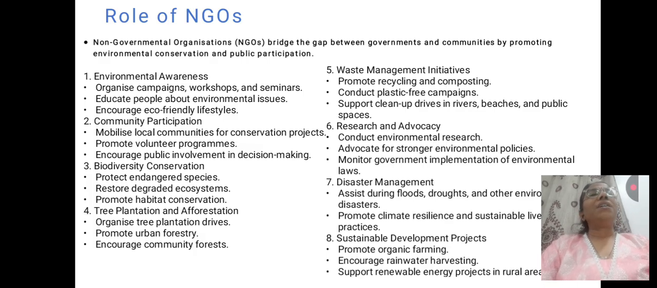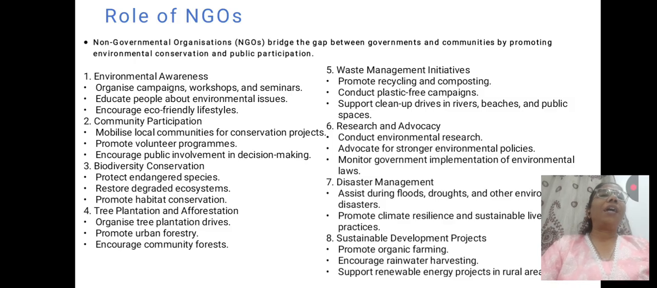The fifth one is the waste management initiative. Here the NGOs actually promote recycling and composting. They also conduct plastic-free campaigns. They support cleanup drives in rivers, beaches and public spaces. Nowadays the cleaning of rivers is one of the most important topics.